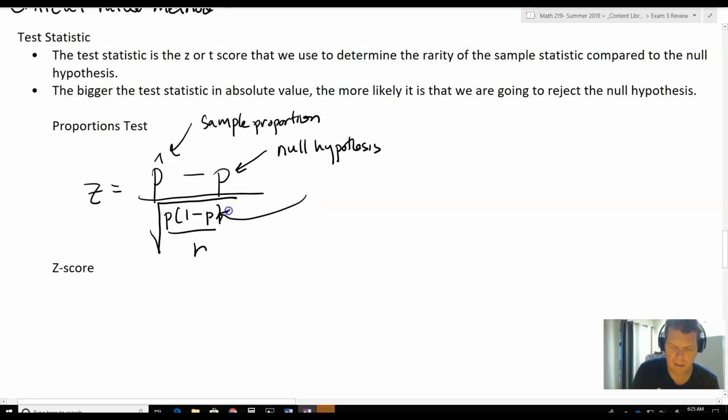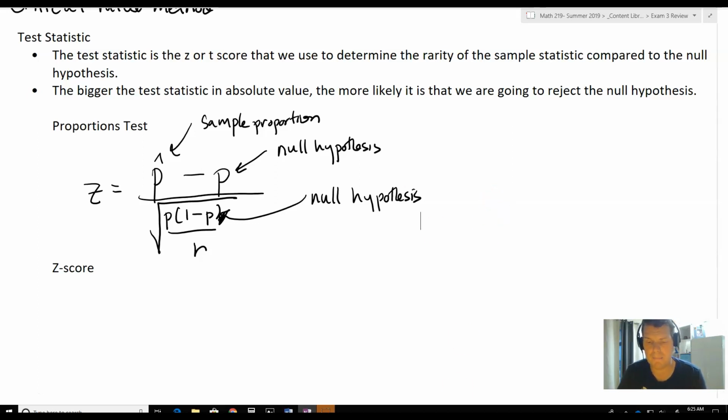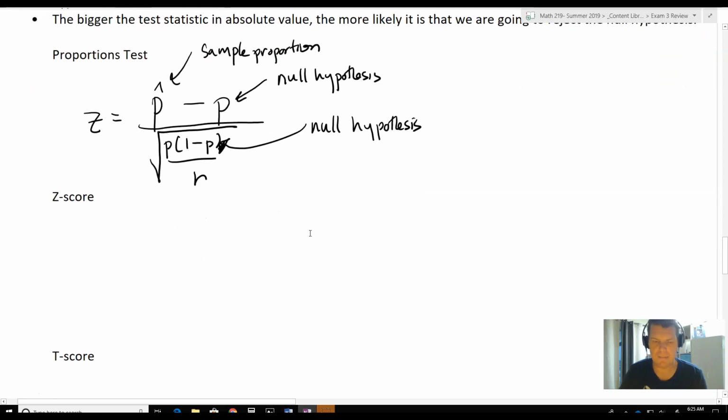So again, p is our null hypothesis. It is not p hat. It's going to be p. P is the null hypothesis. Okay, and yes, it's the population proportion. It's the thing that goes in the middle.